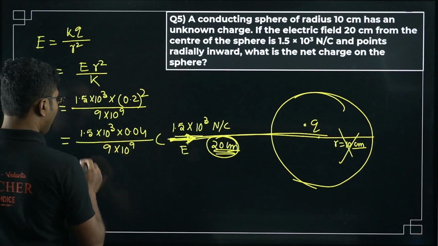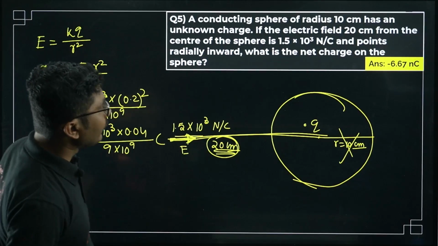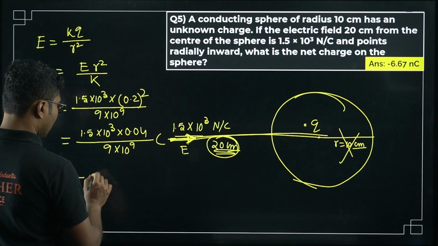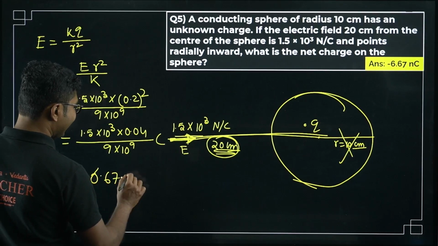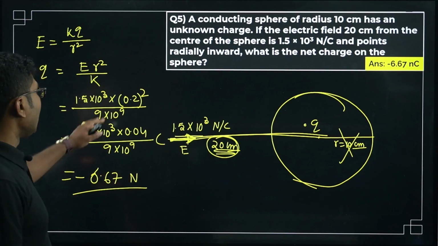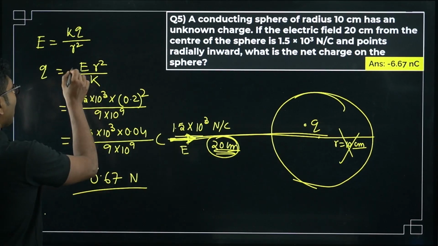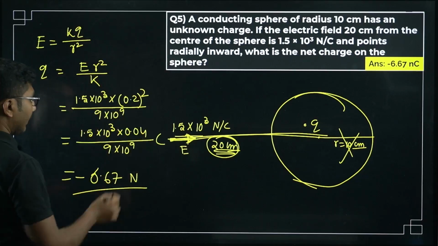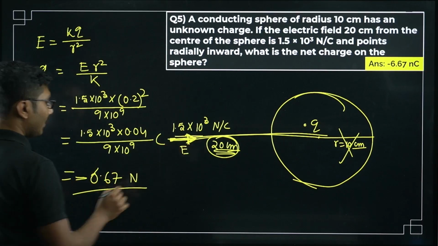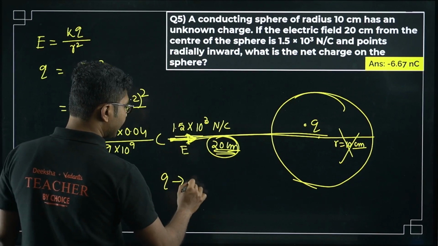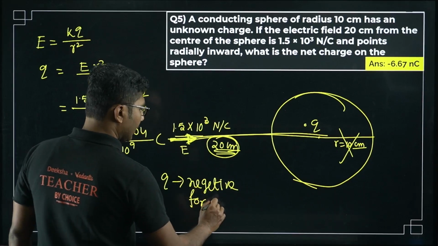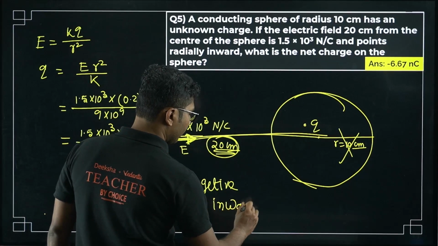You will get the value, minus 6.67 nanocoulomb. Now why it is minus, you have to solve it. Okay, using the values, no worry, you will get this value. Now why is this negative? You have to remember that the electric field was radially inward. So for radially inward, the charge must be negative. Q is negative for inward electric field.